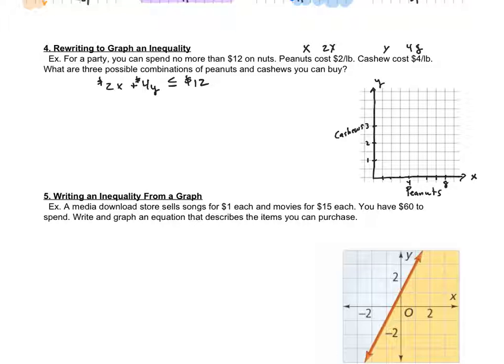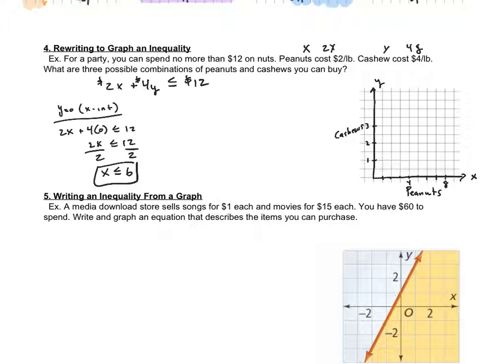So, for example, what would happen if we bought no cashews and all peanuts? Well, if y was equal to 0, that would be the same thing as our x-intercept, correct? So if we have 2x plus 4 times 0 is less than or equal to 12, then 2x is less than or equal to 12, dividing by my coefficient, and x is going to be less than or equal to 6. We know that if we buy no cashews, we can buy 6 pounds of peanuts.